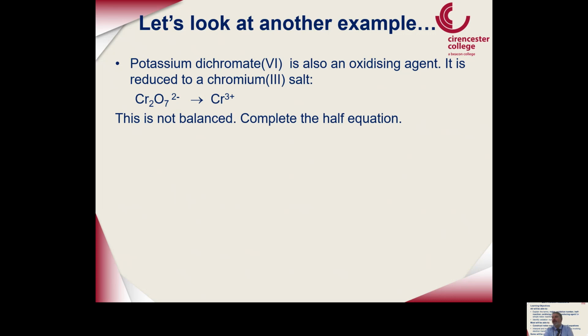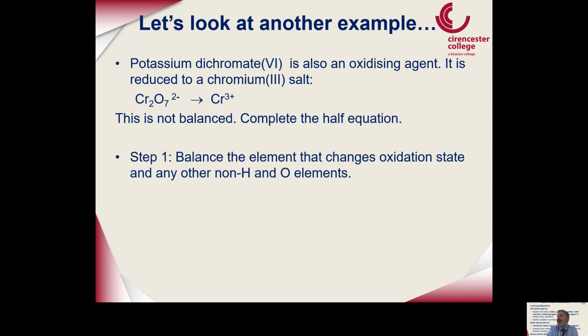Ooh, nice one. Cr2O7 2 minus becomes Cr3 plus. Again, not balanced. Okay, first off, balance the element that changes oxidation state. Well, the chromium is obviously changing oxidation state. It's become +3 from +6. So to balance that, we need to write it out. And notice we've got 2 chromium ions in our compound ion. So therefore, we need to have 2 Cr3 plus made.